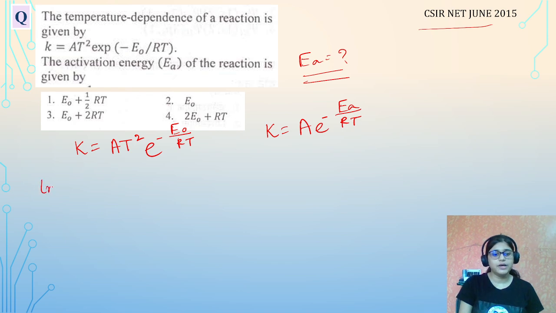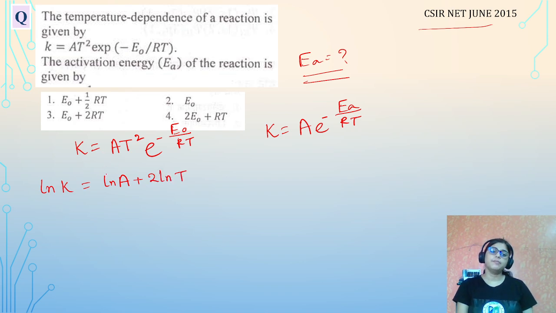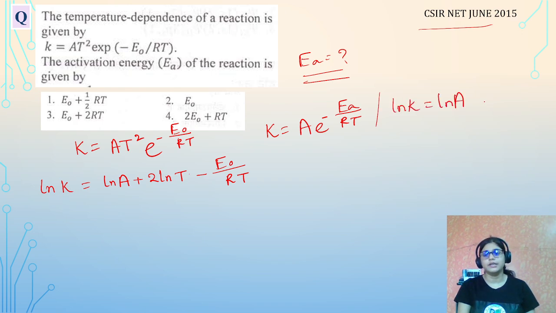Let's first take ln k. It will be ln A plus 2 ln T, because it will be ln A plus ln T squared, and for ln of x squared, the 2 comes in front of the ln. So that is what I have written, and the E term will be minus E0 by R T. Fine.